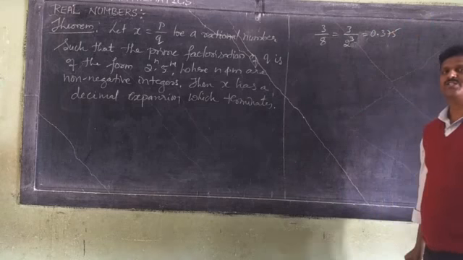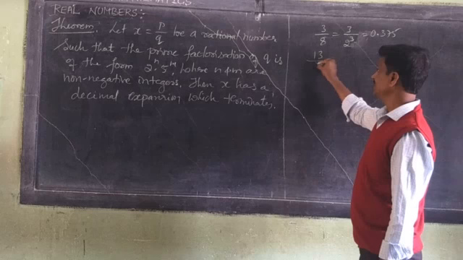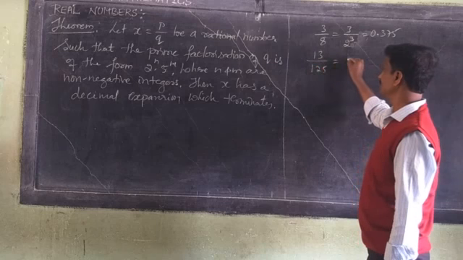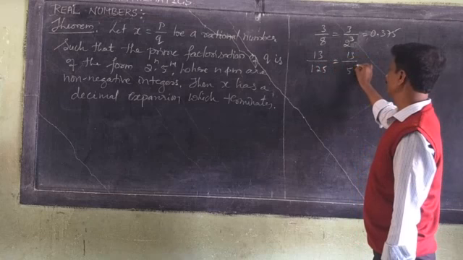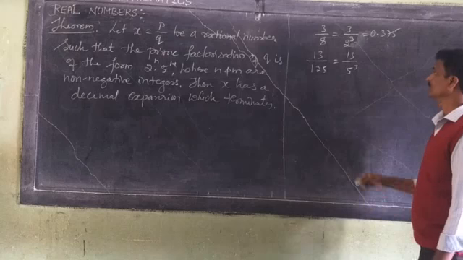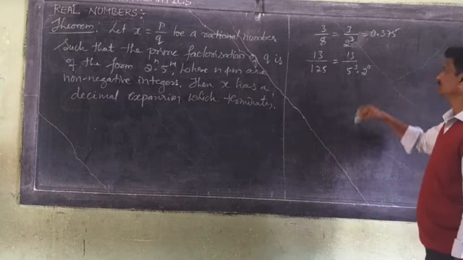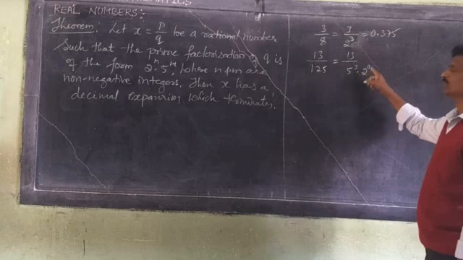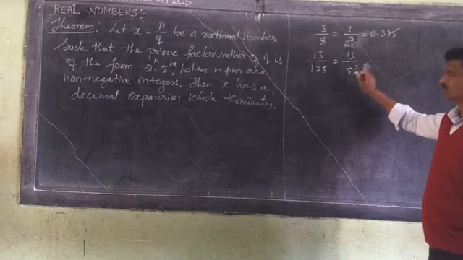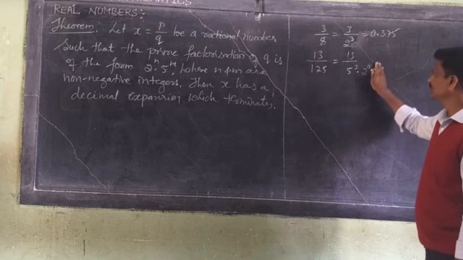We can take one more example. 13 divided by 125 is equal to 13 divided by 5 cube. This is also written as 2 to the power of 0. 5 cube into 2 to the power of 0; 2 to the power of 0 means 1. 5 cube into 1 is again 5 cube. Therefore, we need not write it.